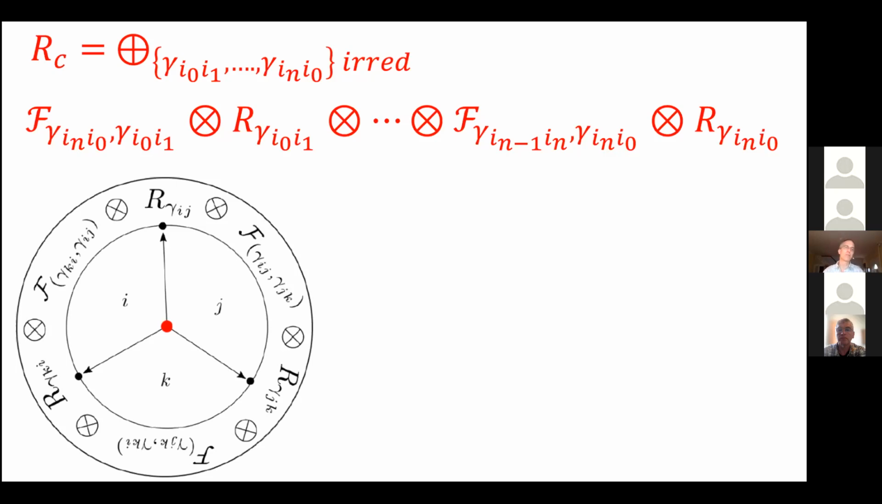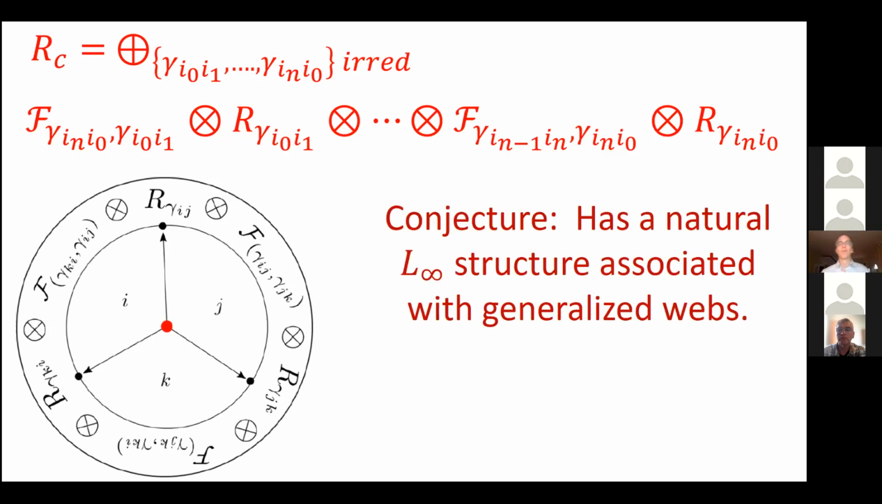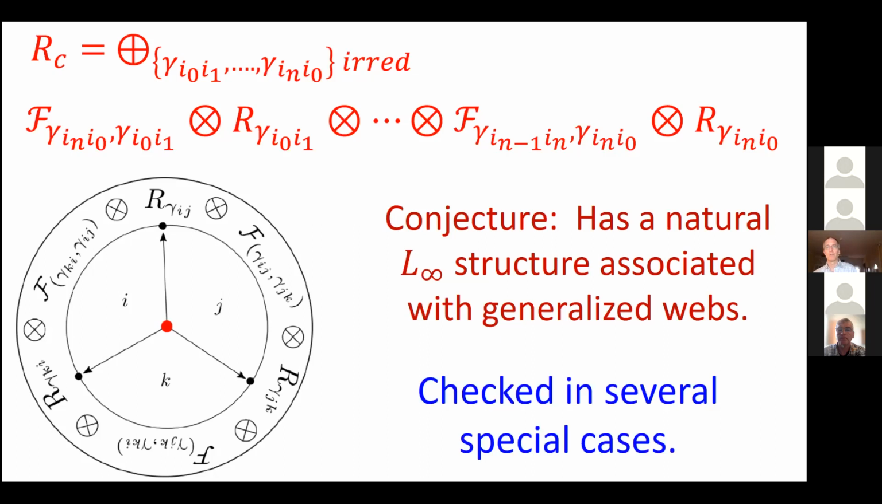So here's a picture from Ahsan's thesis, illustrating the case of just three distinct vacua. Without the periodic solitons, we would just have R gamma ij, R gamma jk, and R gamma ki. But with the periodic solitons, we put in these Fock spaces of periodic solitons in between. And the conjecture is that this has a natural L-infinity structure associated with the generalized webs.